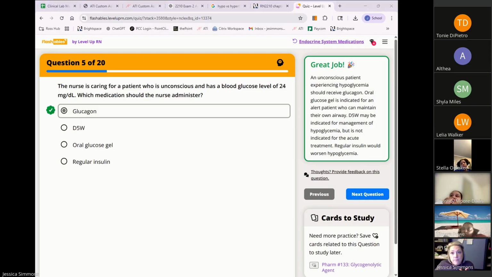I'm gonna look it up. And are glucose tabs ever an option? You know how some people carry those glucose tabs around, or is that one of these meds?